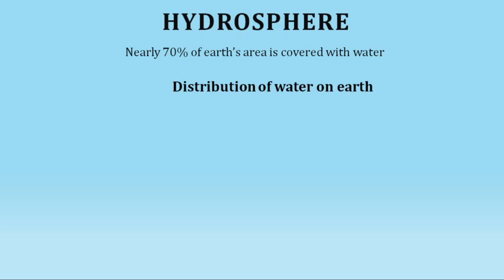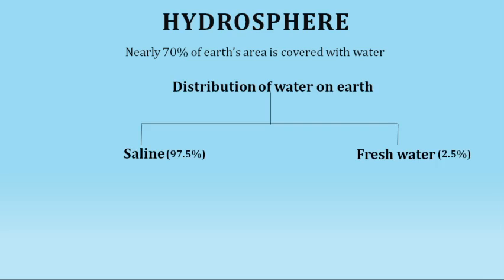And if we look at the distribution of water on this Earth, then you may see that we have water in two forms. First is saline water, which is mostly present in the oceans, and it contributes to 97.5% of the total available water on this Earth. Then the next category is fresh water, which is only 2.5% of total available water on this Earth.